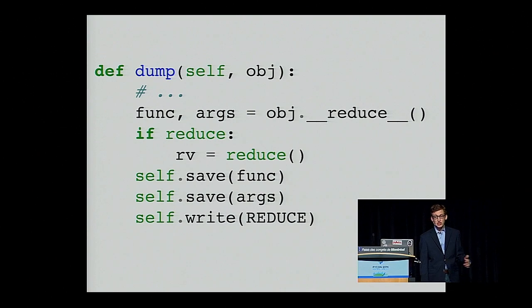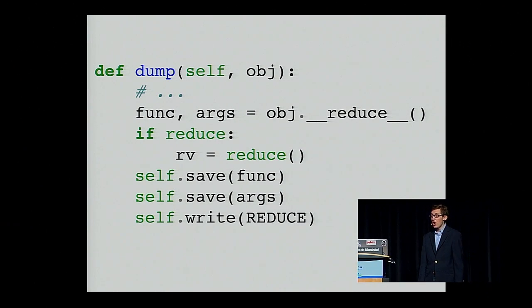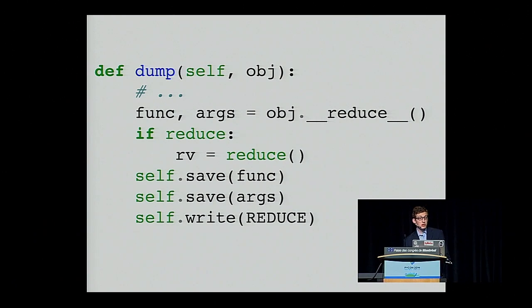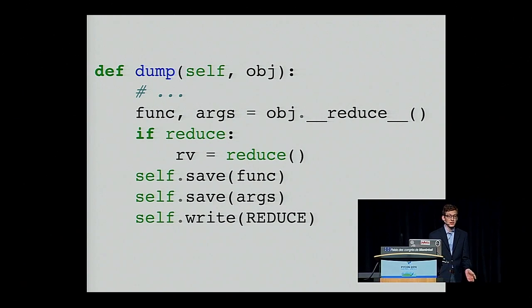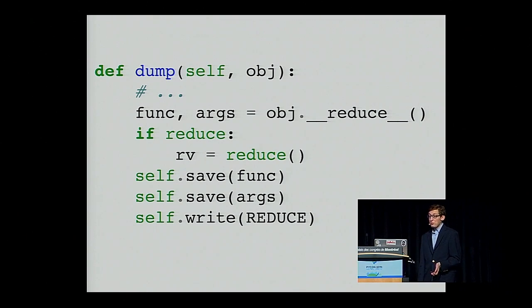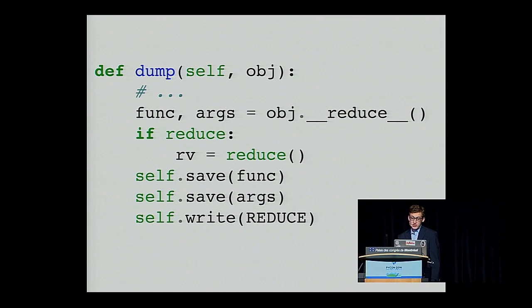And there's actually two versions of under-reduce. There's under-reduce and under-reduce x. We're just going to look at the simplified form. So we call under-reduce, and it's supposed to return a function and some arguments. And so then we save this function, we save these arguments, and then we write this reduce code. So what's this look like?